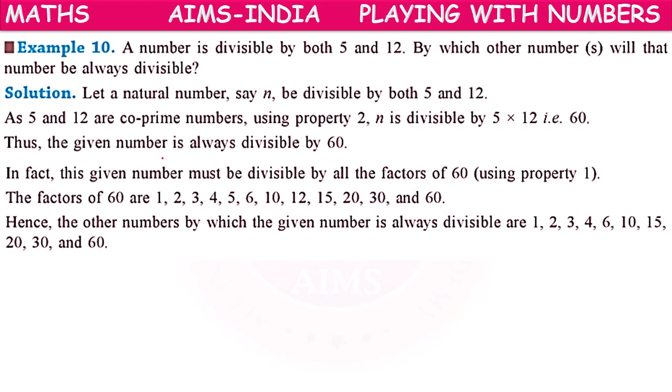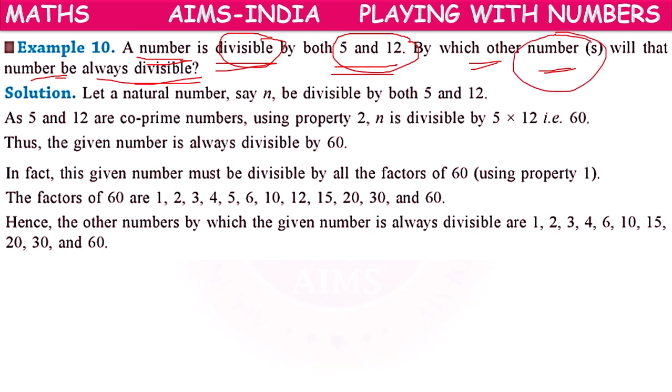Next. Example, children. A number is divisible by both 5 and 12. By which other numbers will that number always be divisible? So a number is divisible by both 5 and 12, but they are asking which other numbers. Is there any other number which will divide the given number? That is what they are asking. So let's take that number to be n. Let a natural number, say n, be divisible by both 5 and 12. But what is the special property of 5 and 12?